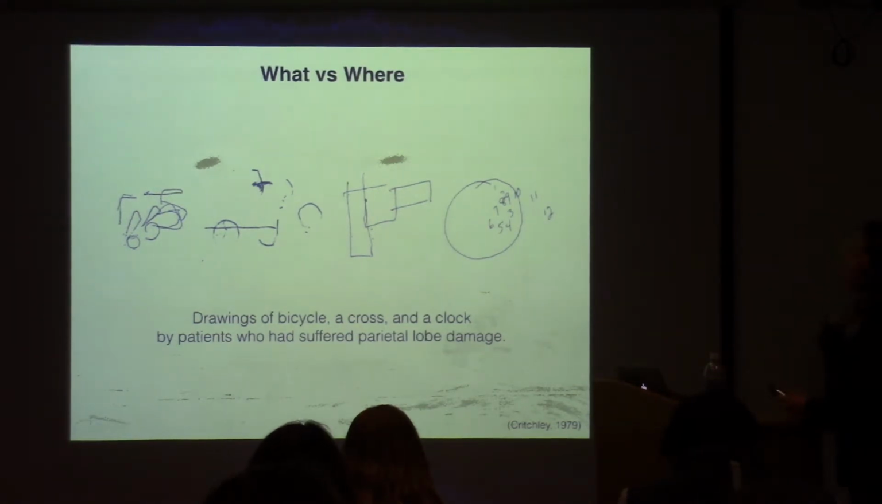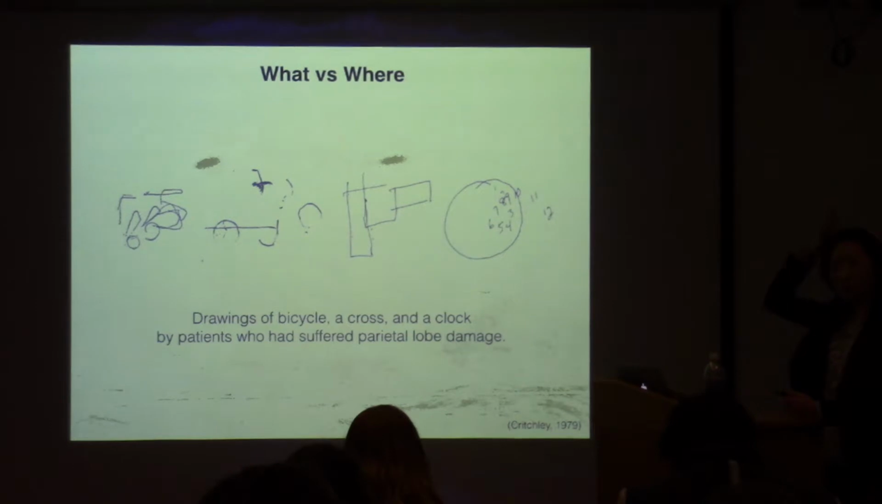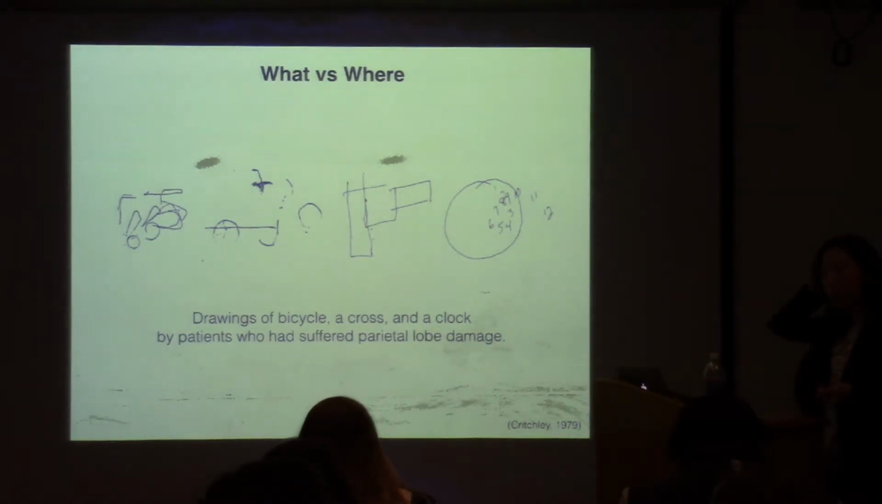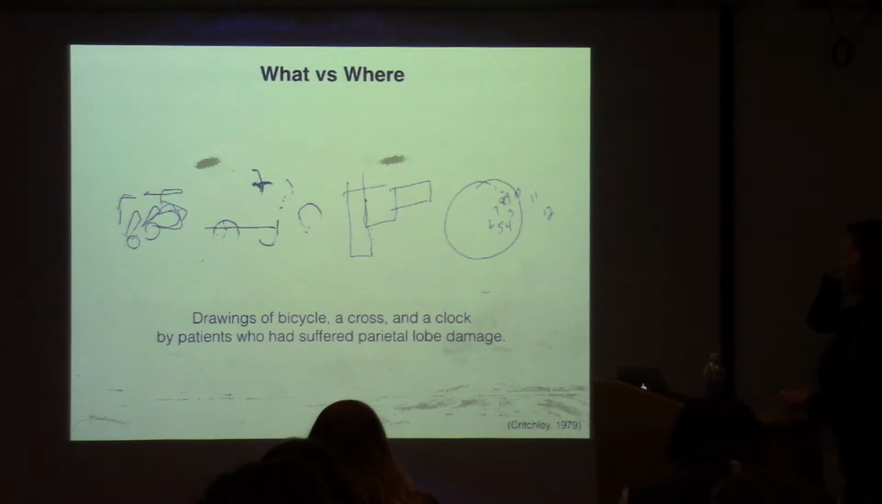So this is an example of a patient who suffered parietal lobe damage. So that's up here, and this is along the track of the visual pathway that is responsible for the where information, where locations are. This is where the detection of motion happens, for example. So we call this the where stream or the dorsal stream. So she has an effect in this dorsal stream.